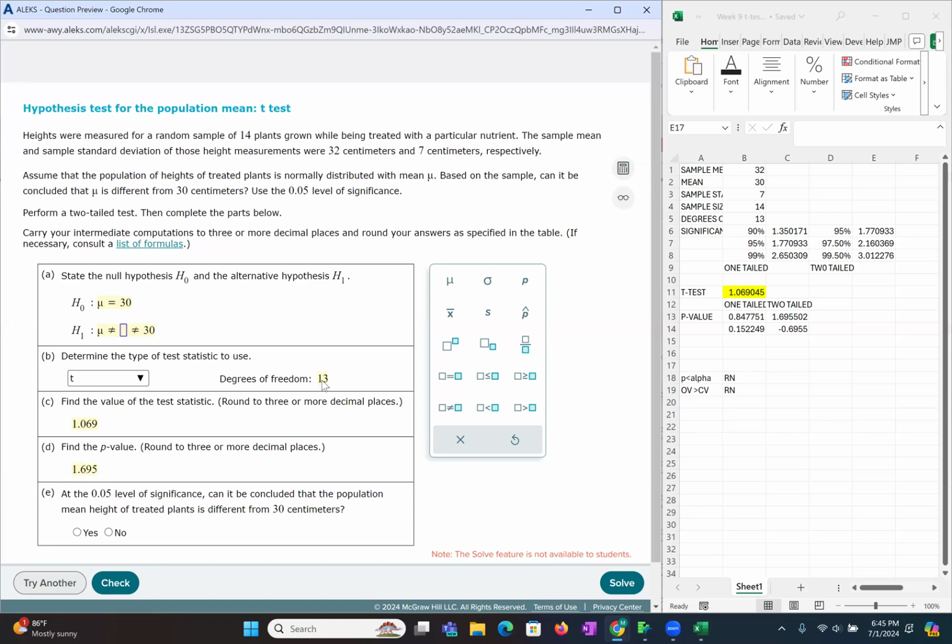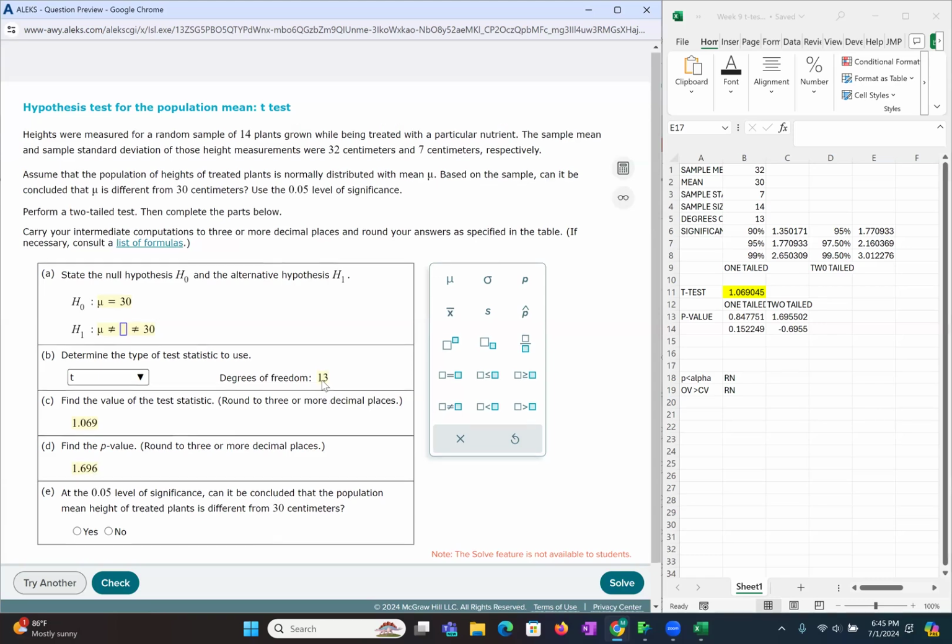I'll tell you why. That'd be 0.96, sorry, not rounded. P less than alpha, reject the null. Differs, doesn't differ. So no. No. Okay. I want to talk to you about D for a minute.